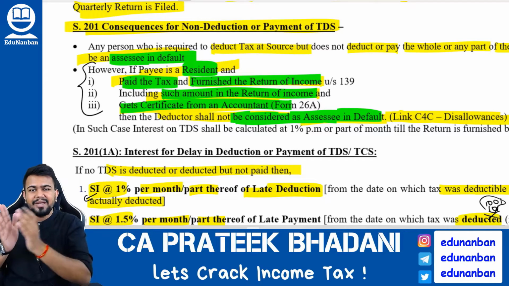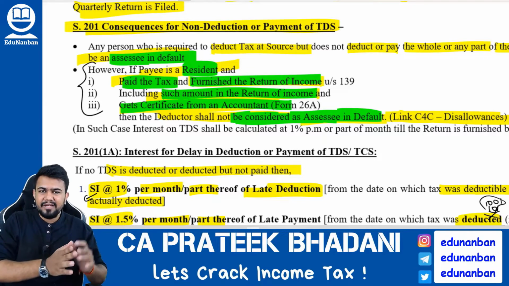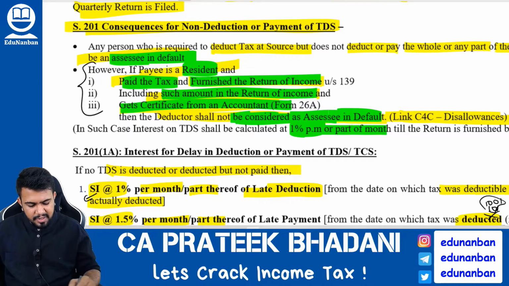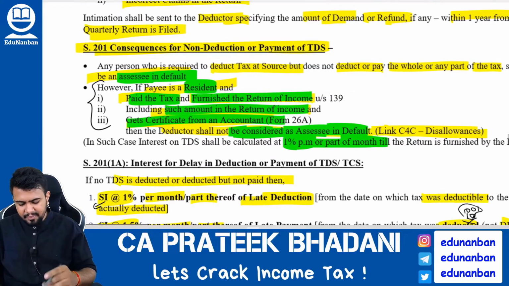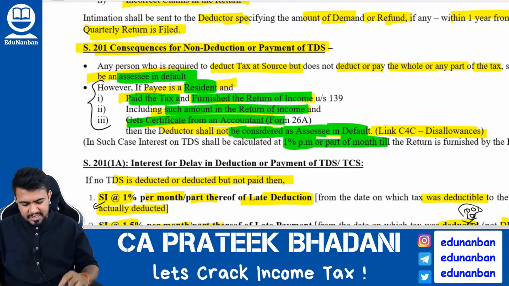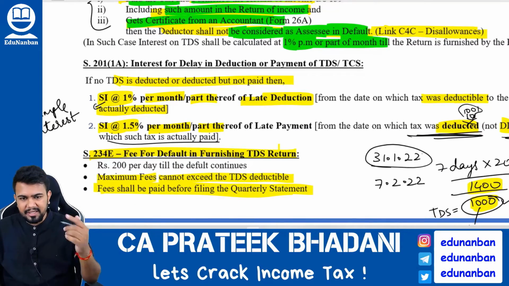However, from the date of deduction till the date of filing of return by the payee, interest has to be paid at 1% per month or part of the month. Okay. The same provision we have also discussed when we were discussing disallowances in PGBP chapter. Okay, you have to link with that.